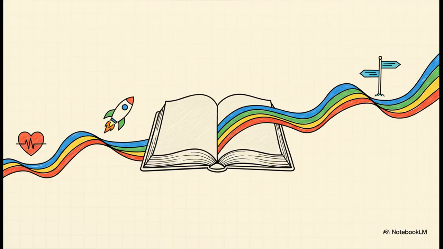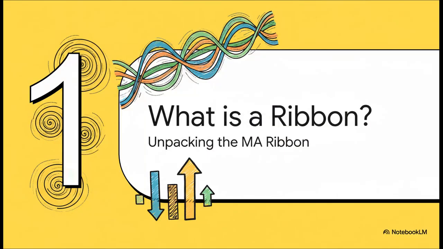But what if there was a tool that did more than just flash a buy or sell signal? Imagine something that actually paints you a picture, a whole story about how healthy a trend is, how much gas it has in the tank, and when it might be about to turn around. That's exactly what the moving average ribbon does. So, let's get into it.